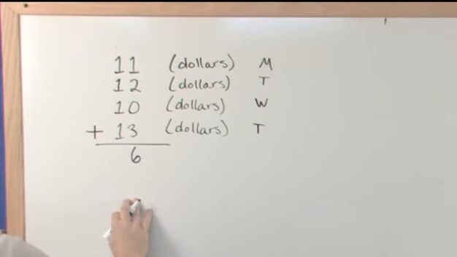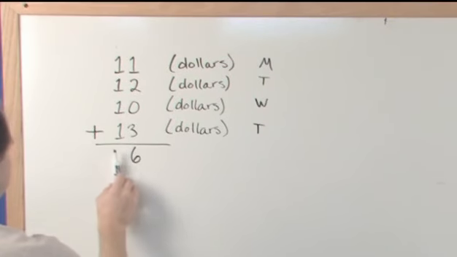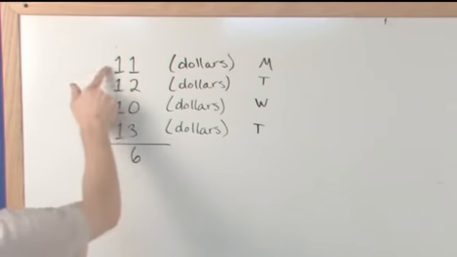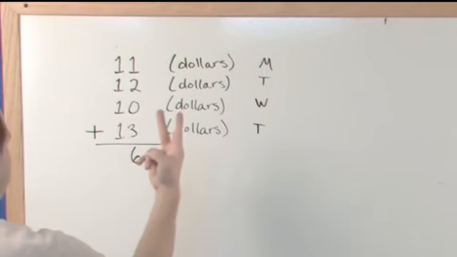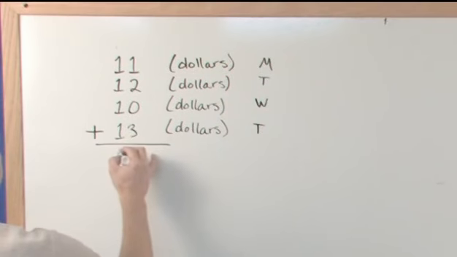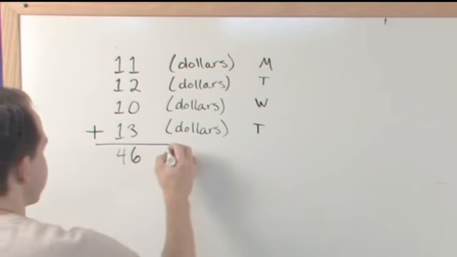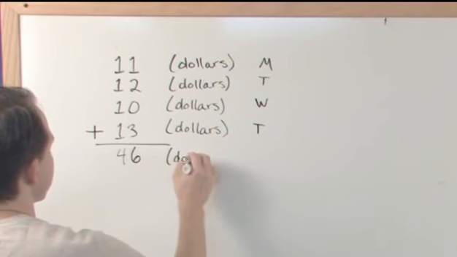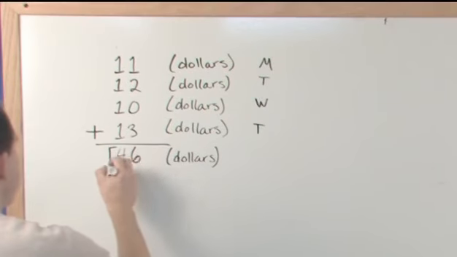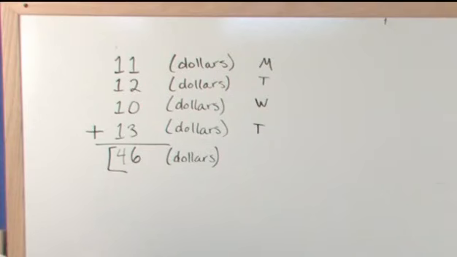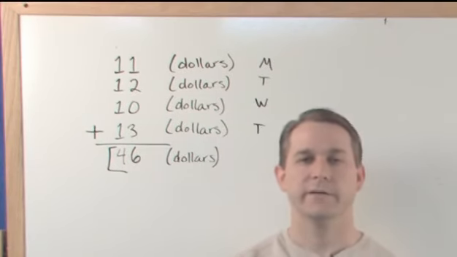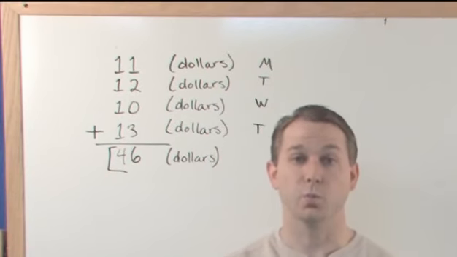So I put a 6 down there. And now I'm done with that column, and I'll look at the next column. 1 plus 1 plus 1 plus 1 gives me 4. Okay? So I have 4. So $46. Because I'm adding dollars and dollars and dollars and dollars, and so in the end, I'm adding up to get $46.